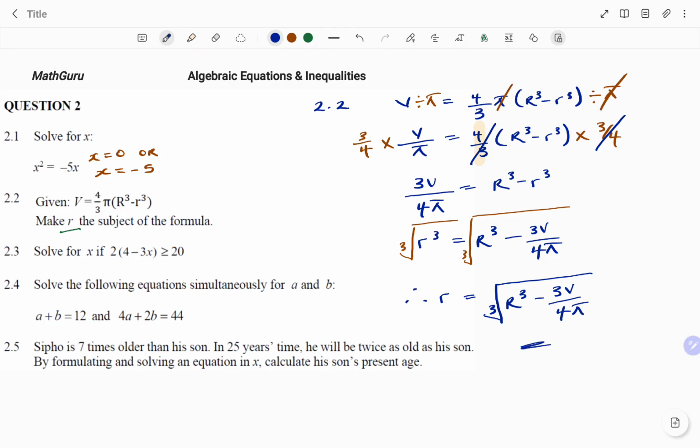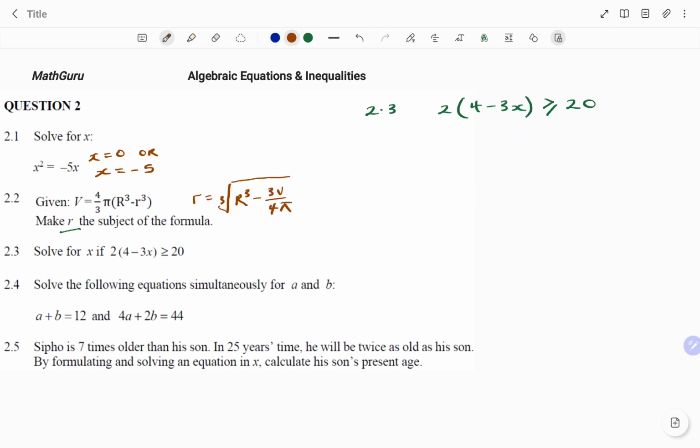The next question says, solve for x if 2 multiplied by, in brackets, 4 minus 3x is greater or equal to 20. That's algebraic inequalities. So the first step is to divide both sides by 2. Whatever you do on your left, you do on your right. I have 2 into 2, that's 1. I'm left with 4 minus 3x is greater or equal to 20 divided by 2, that's 10.